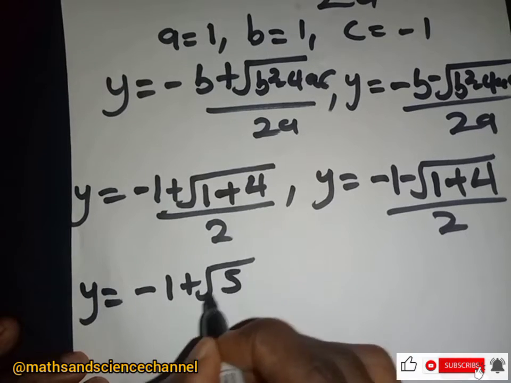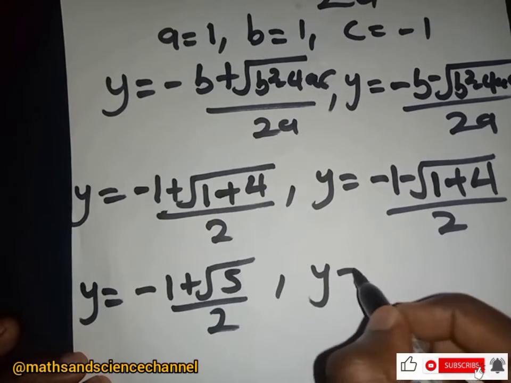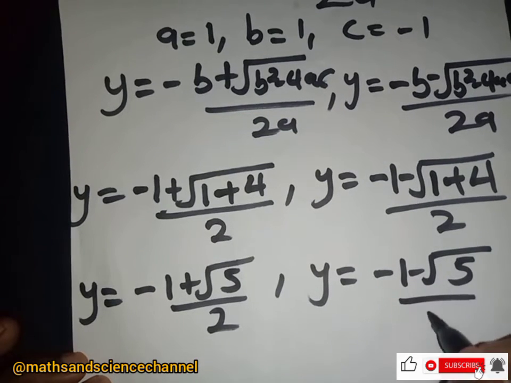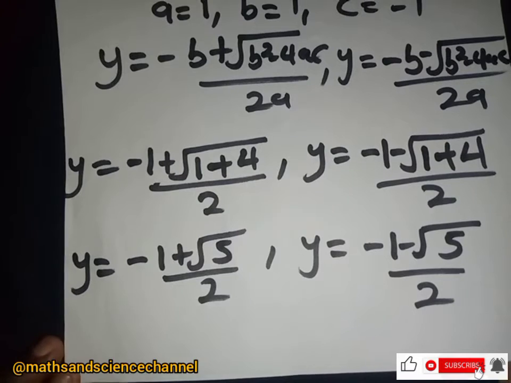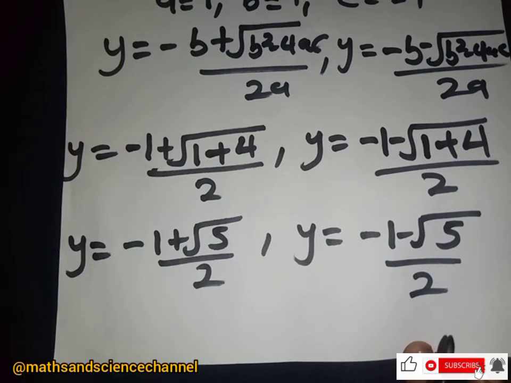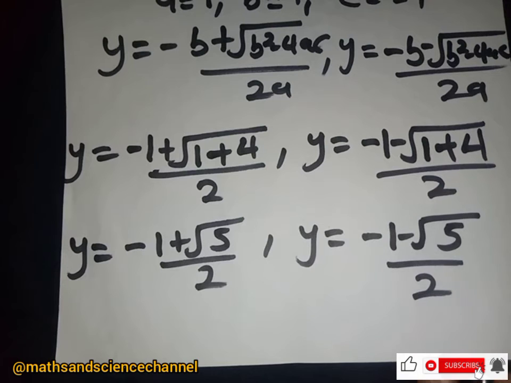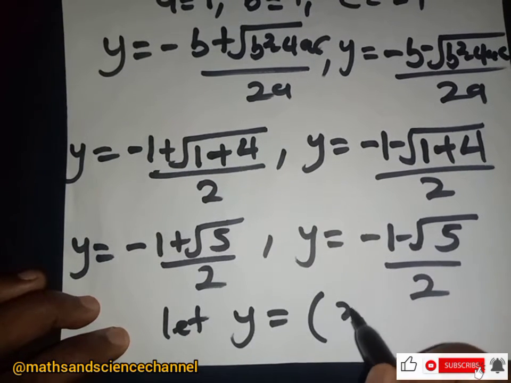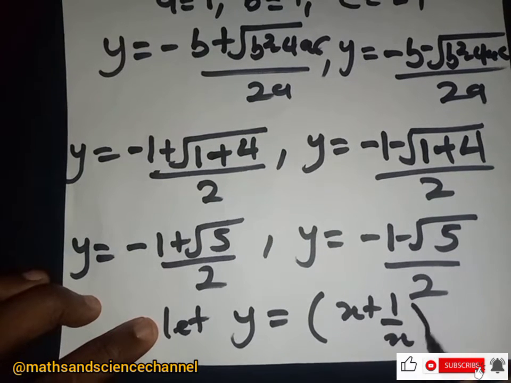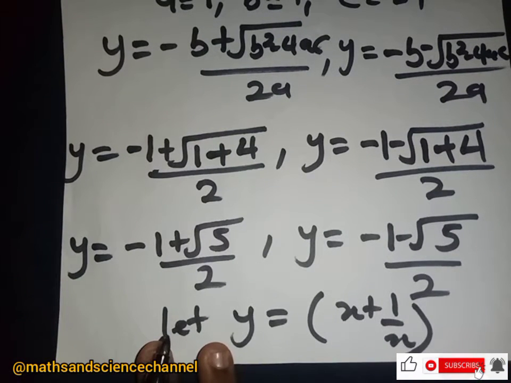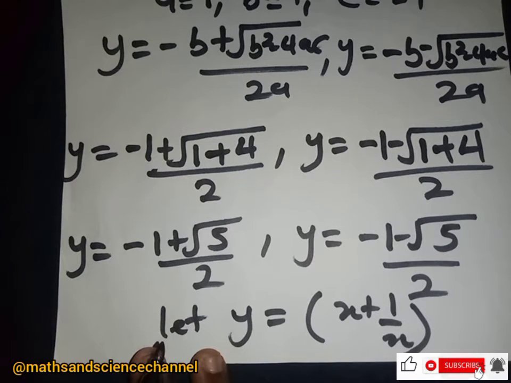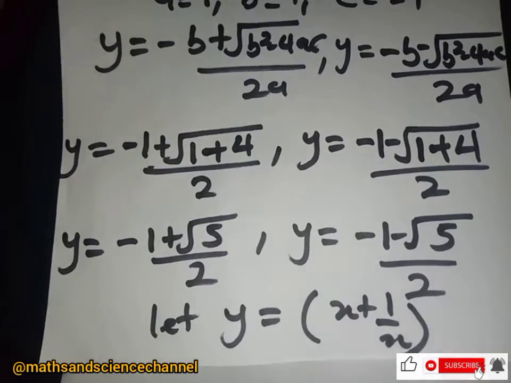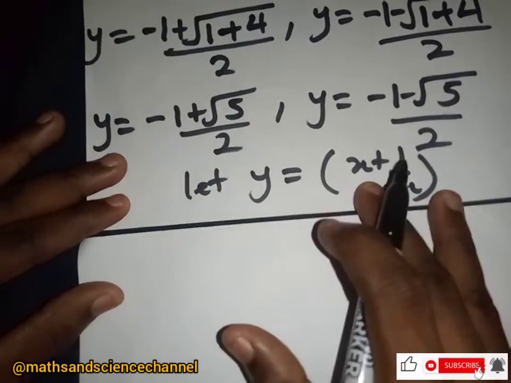So y here is just equal to negative 1 plus square root of 5 divided by 2, and then y here equal to negative 1 minus square root of 5 divided by 2. So these are the values of y that we are going to get. And then what we are going to do next is, since we said let y equal x plus 1 over x, we are just going to do the substitution to get the values of x. So the values of x here is what we are going to find now.